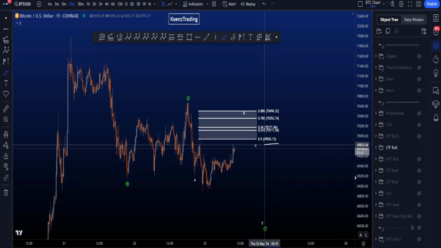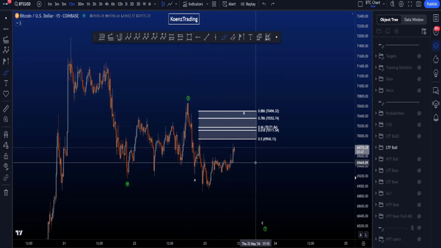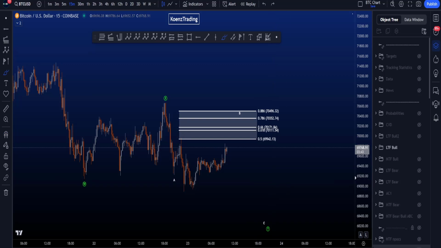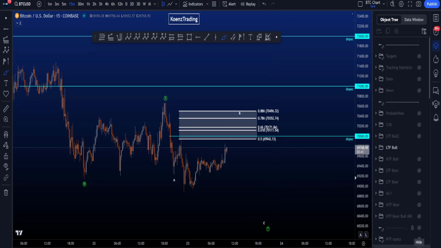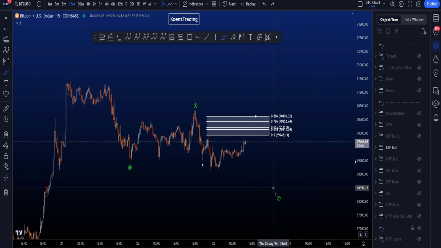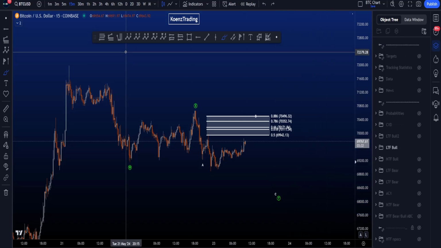Common target area for your wave B is the 0.5 to the 0.886, taken from the high to the low of your wave A, and as you can see the 0.5 has been hit, and we have that resistance area, the daily naked point of control, at 70k. After B we expect a wave C to the downside, finishing a wave Y, then we want to see price move back towards the upside.